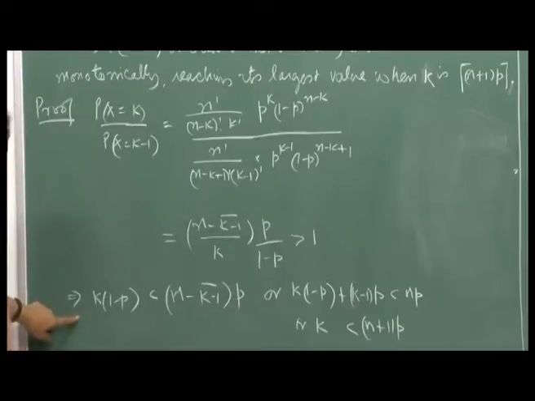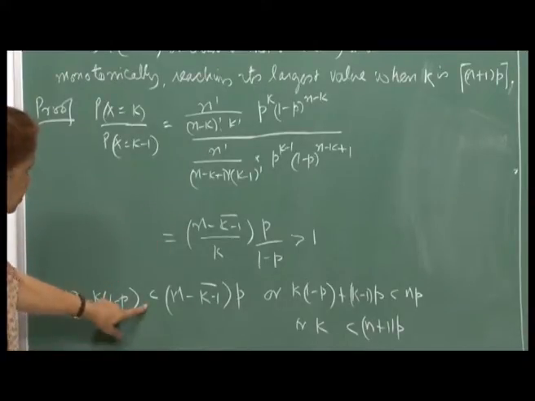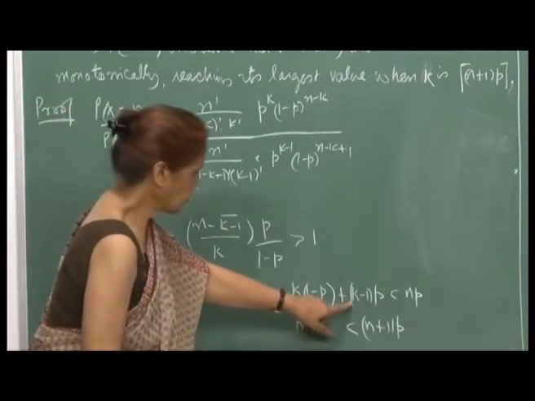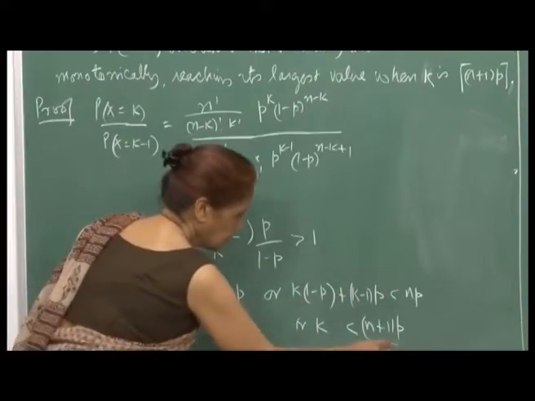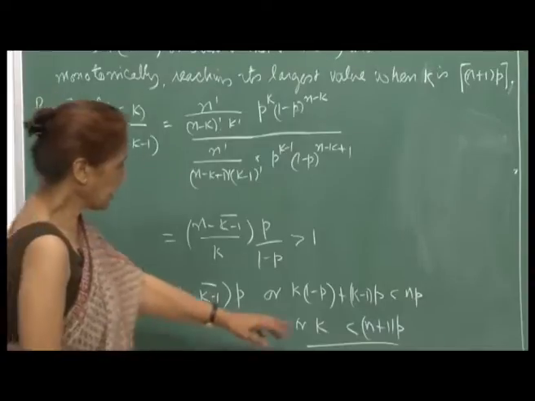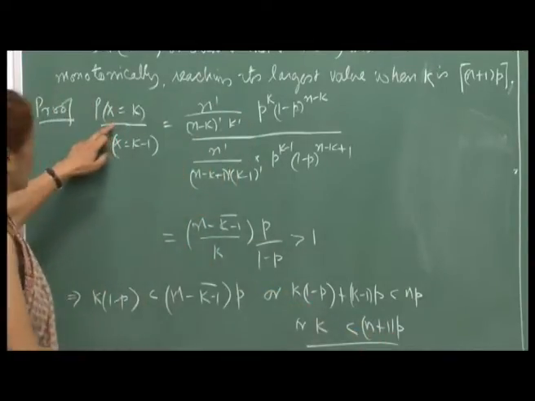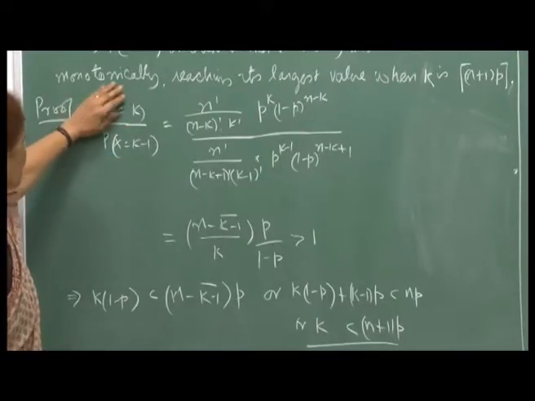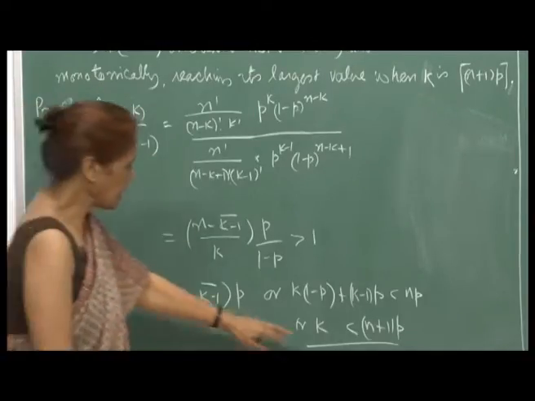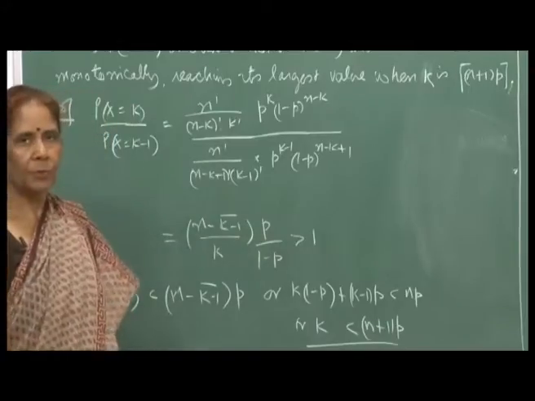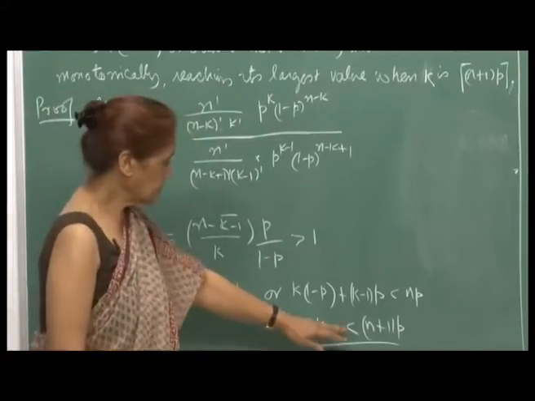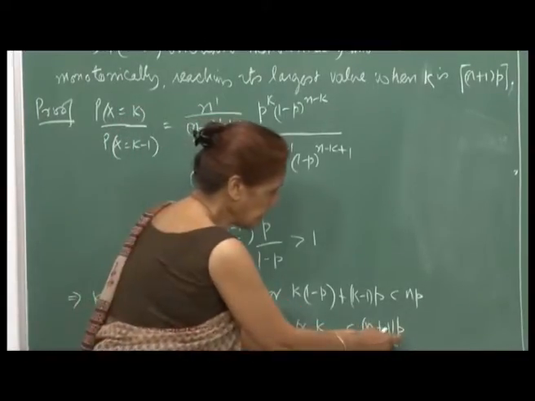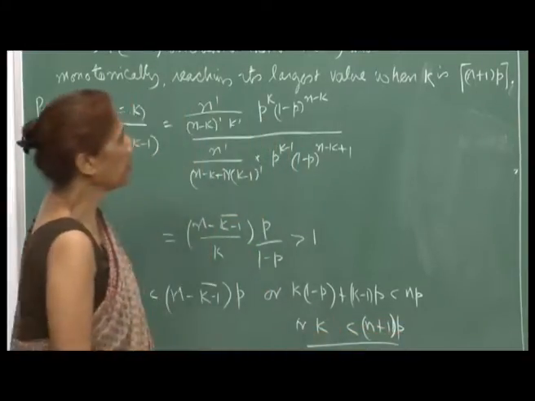So, I want this to be greater than 1, right. And if you simplify, this means that k(1-p) should be less than (n-k+1)p, or k(1-p) plus this is less than np. So, this gives you this. So, as long as k is less than (n+1)p, the probabilities increase, because you see this is P(X = k) divided by P(X = k-1). So, this number is greater than this number as long as k is less than (n+1)p. And since k is an integer, we will say that this goes on increasing till k reaches the largest integer present in (n+1)p. Okay.